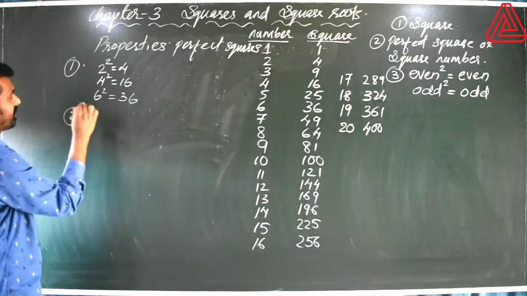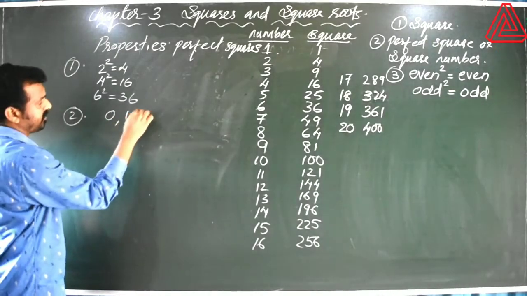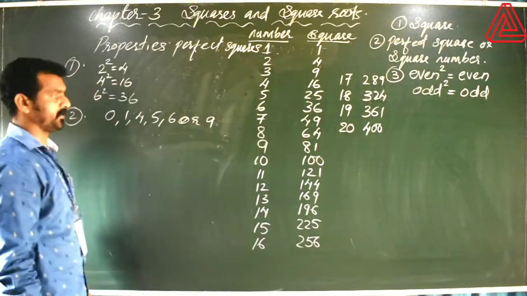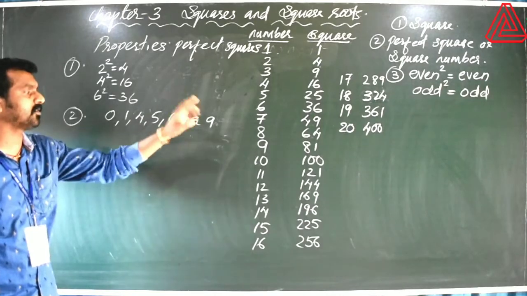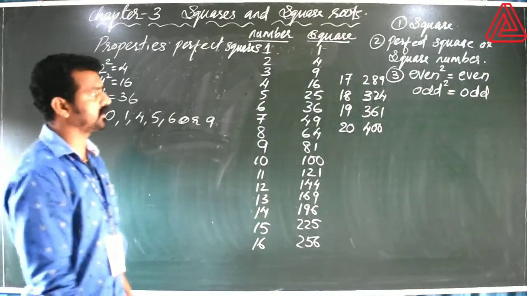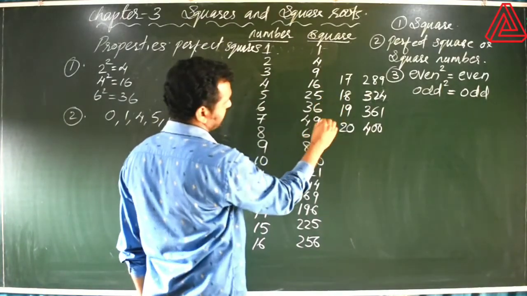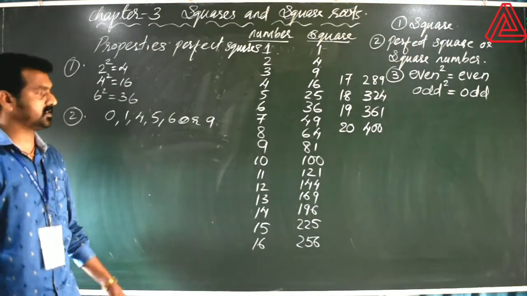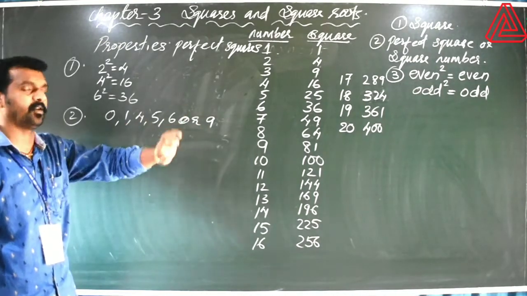Now the second property. All the perfect squares end with the digits 0, 1, 4, 5, 6 or 9 only. All the perfect squares you see: 0, 1, 4, 9, 1, 4, 5, 6, 9 only. Any other number can you see? The last digit ends with the digits 0, 1, 4, 5, 6 or 9.